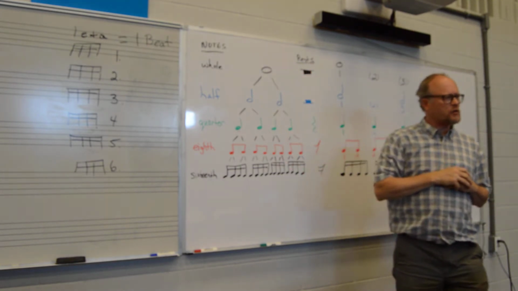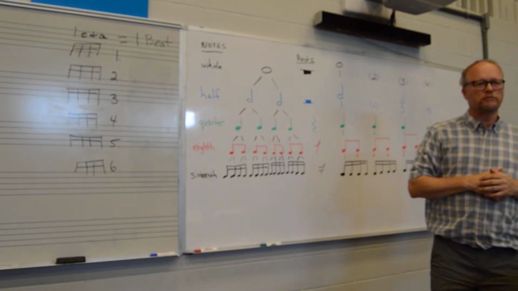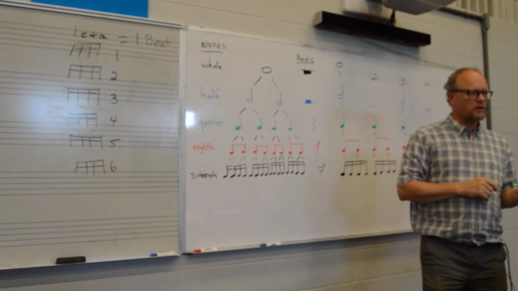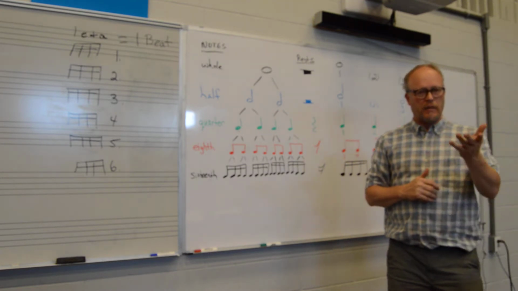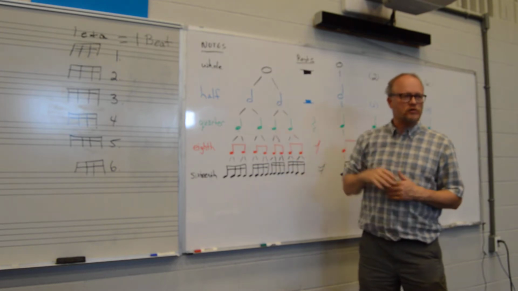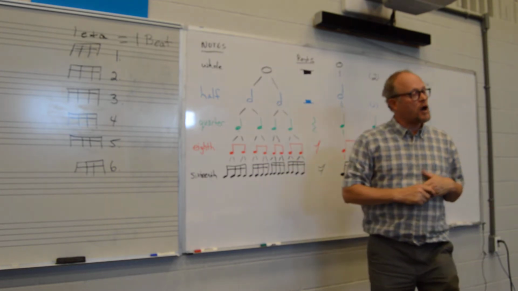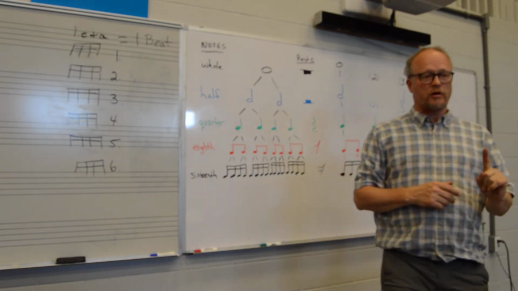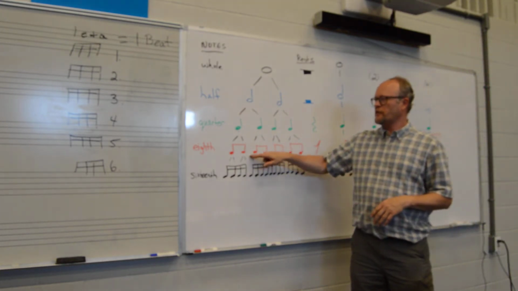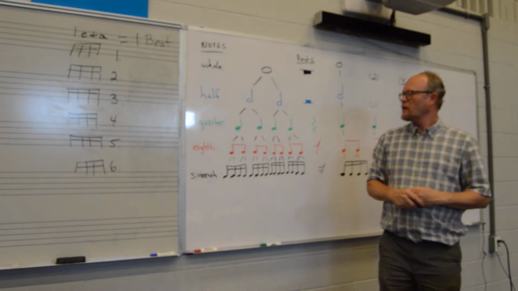How many half notes equals a whole note? 2. Good. 2 beats, or 2 half notes. How many quarter notes equal 1 half note? Maggie? 2 is correct. 2 quarter notes equals 1 half note. 8th notes. How many 8th notes equals 1 quarter note? Ian? You got it. 2 8th notes equals 1 quarter note.